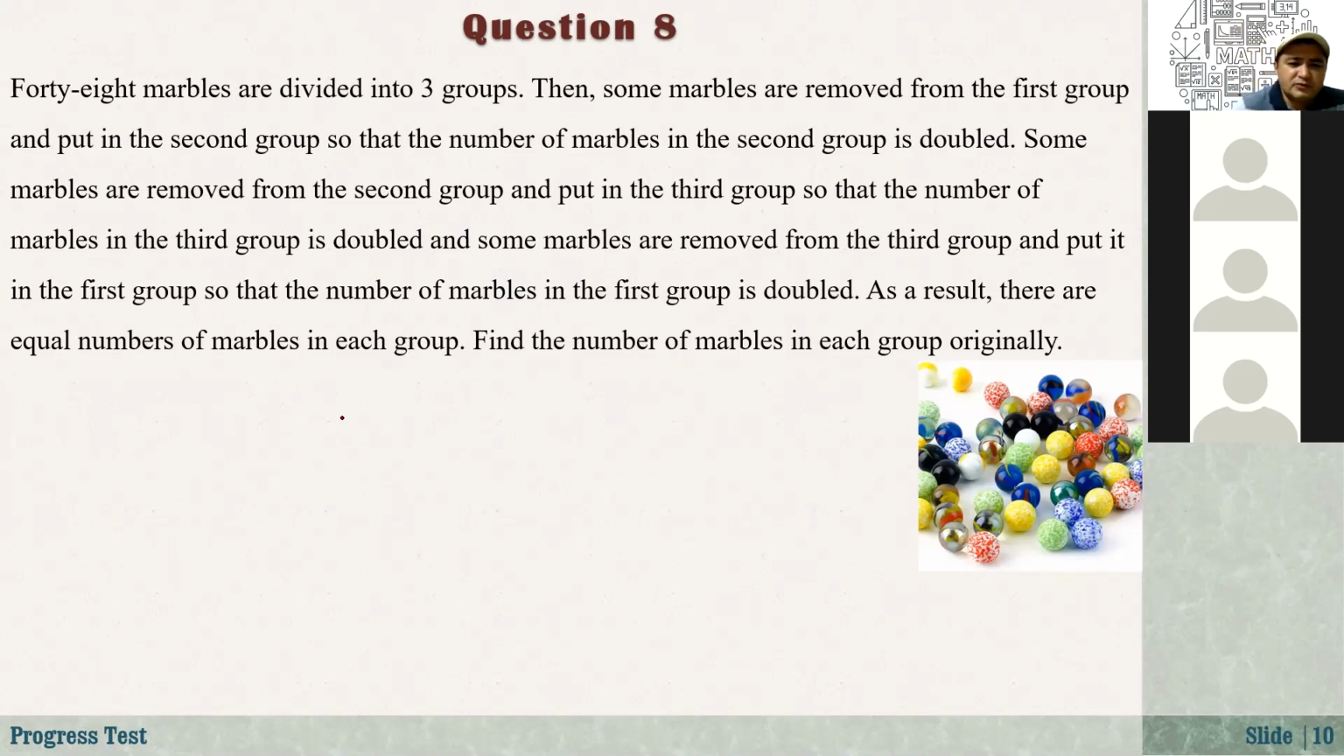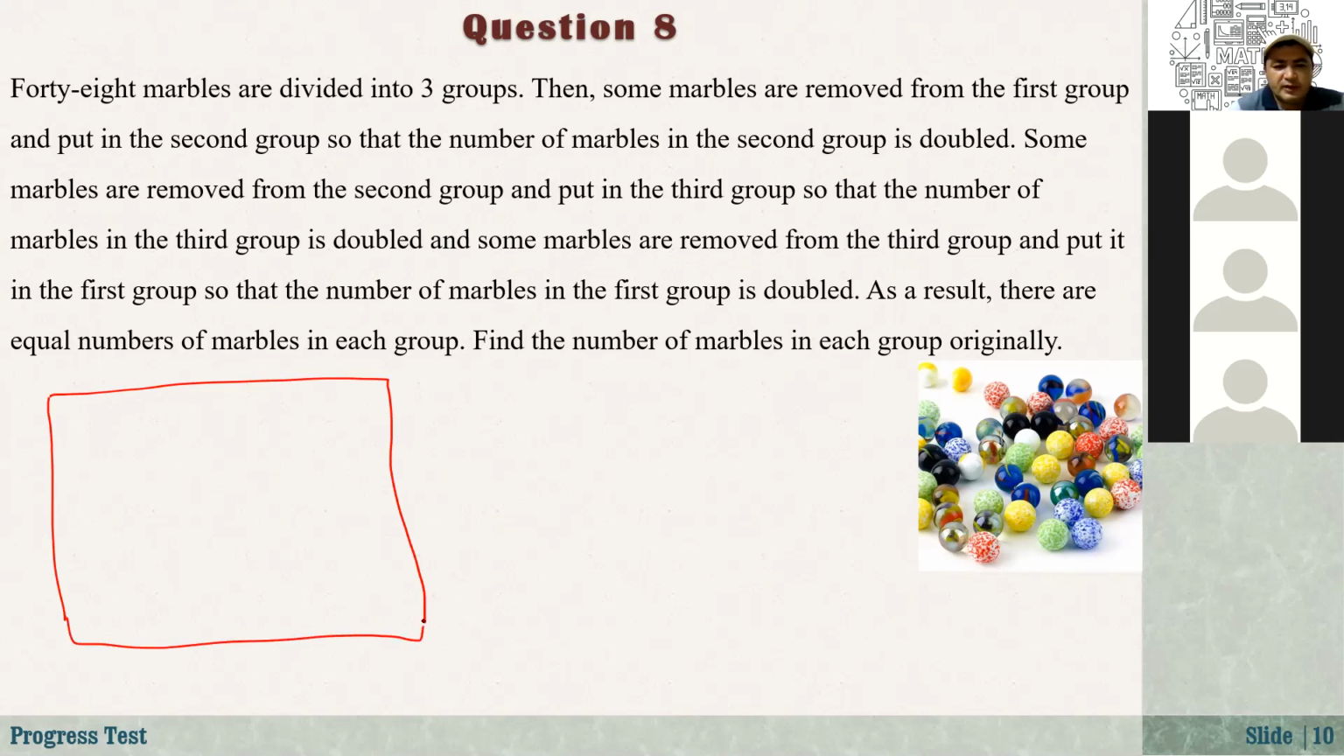Okay, so we are talking about 3 groups. And let me just draw here. We're just dividing into 3 groups. So the first one, the second group and the third group. Let's say in the first group we have X marbles, in the second one we have Y marbles, and in the third one we have Z marbles.